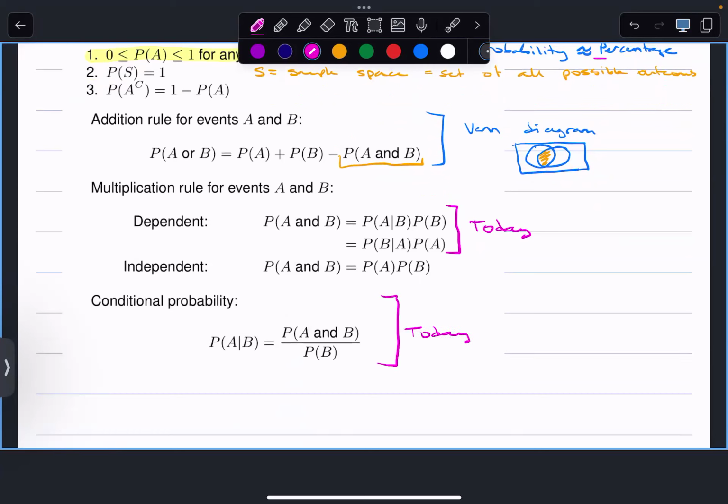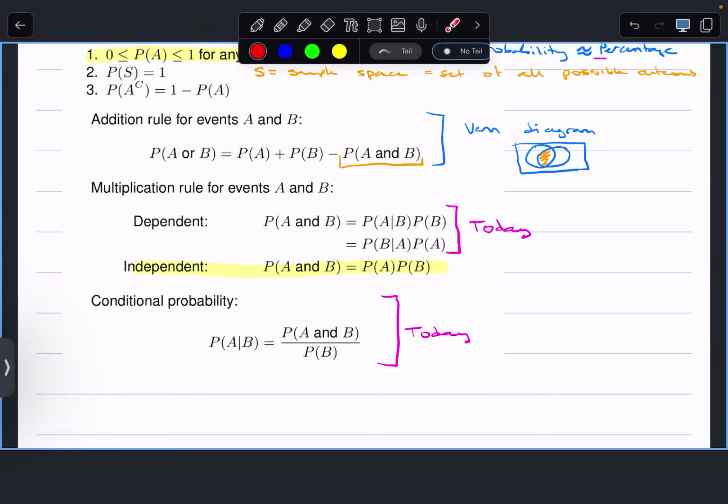These two sections we're going to see today. However, this one we saw last day. If A and B are independent events, then mathematically, what that looks like is that the probability of A and B is the probability of A times the probability of B, right?